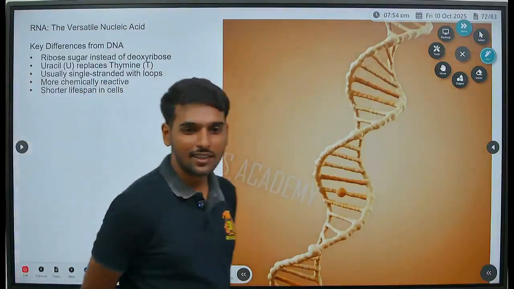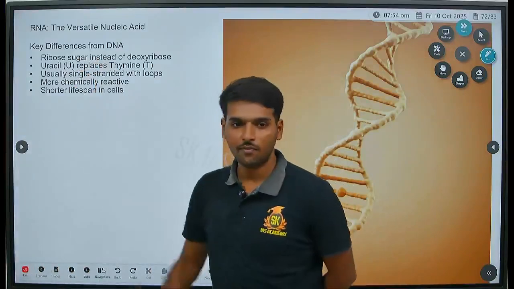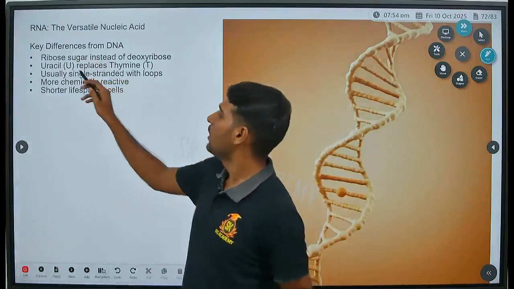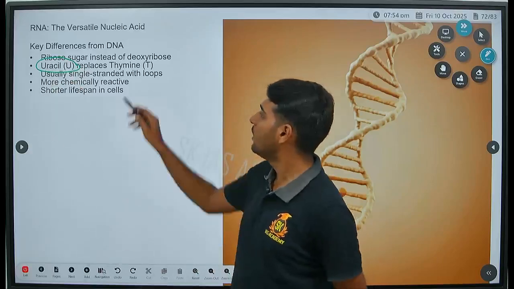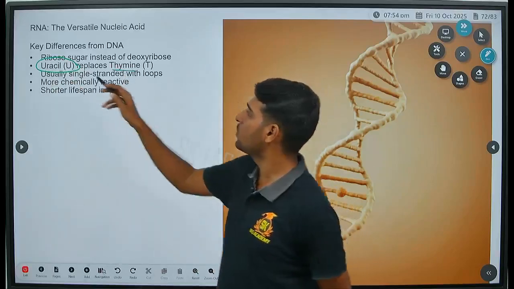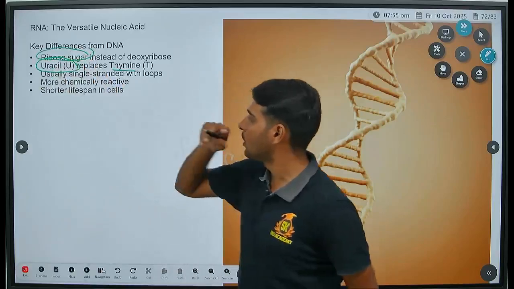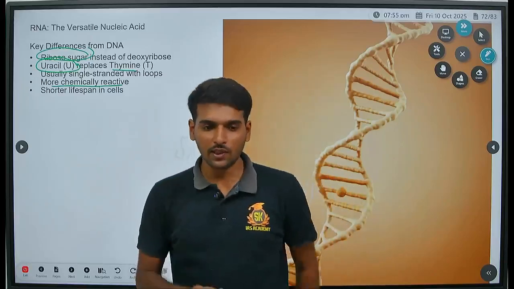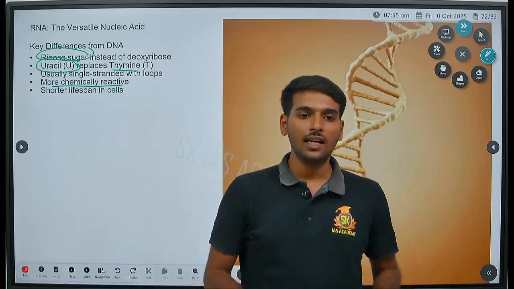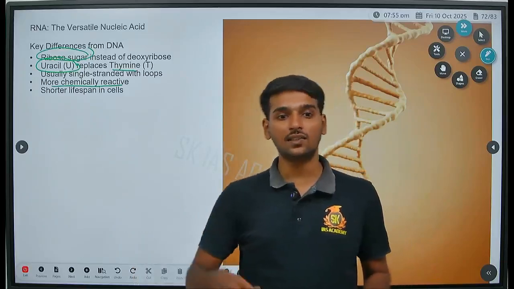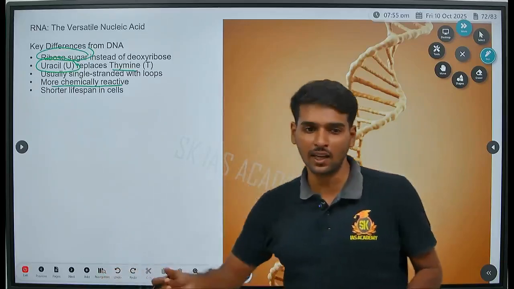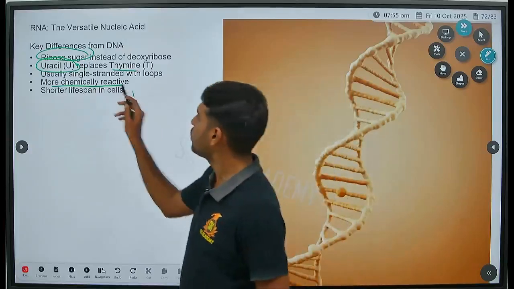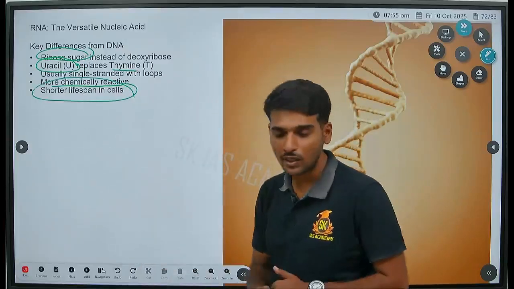DNA completed. Now RNA. Key difference again, it has what? Uracil, which replaced thymine, and the sugar is a ribose sugar. It is more chemically reactive. If you consider DNA is stable, RNA is reactive, a little bit unstable compared to DNA. Okay, shorter lifespans in cells.